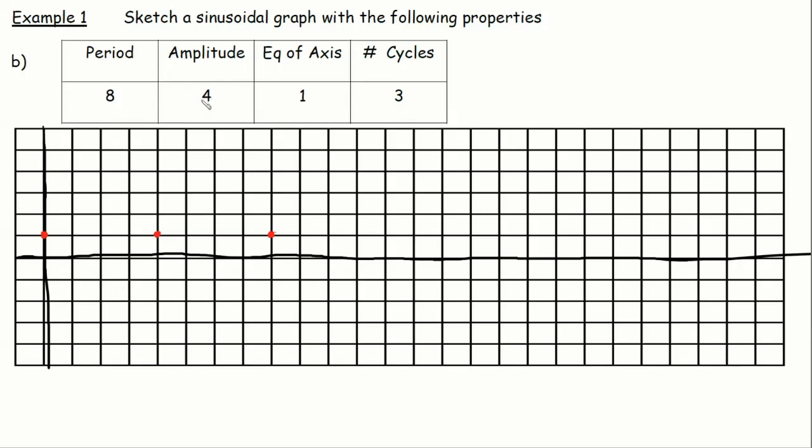The amplitude of my graph is 4, so in between my first 2 points, at a value of x equals 2 and y equals 5, I'm going to have my maximum point. My minimum point is going to occur at x equals 6, and an amplitude of 4 will take me to y equals -3. Okay? So again, these 5 points represent one cycle of my graph. So I'm going to repeat this pattern for 2 additional cycles.